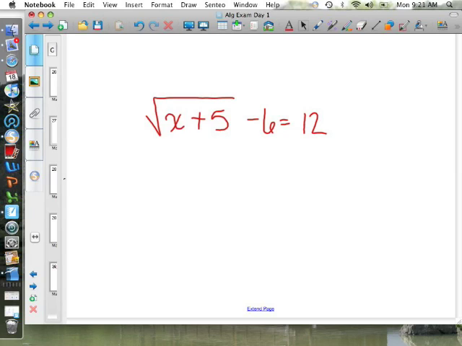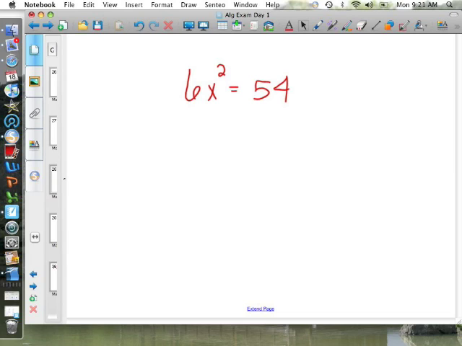How do you solve this? Isolate the radical and then square both sides and finish it off. What about this? Isolate x squared and then take the square root of both sides. And when you take the square root, your answer must include plus and minus.